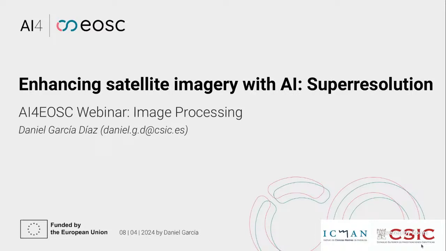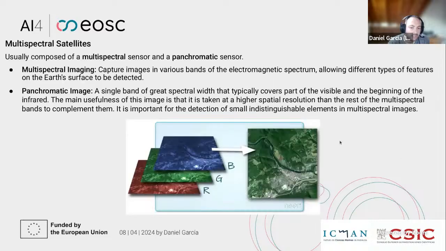Okay, so it's a pleasure for me to participate in this webinar. Good afternoon, everyone. As Marcin said, my name is Daniel García, and I'm going to talk about multispectral satellites and how to improve the spatial resolution of their images. I would like to start with a brief introduction about multispectral satellites, one of the most well-known types of satellites, because they capture images of different wavelengths of the electromagnetic spectrum, providing valuable information about the spectral signature of the Earth.